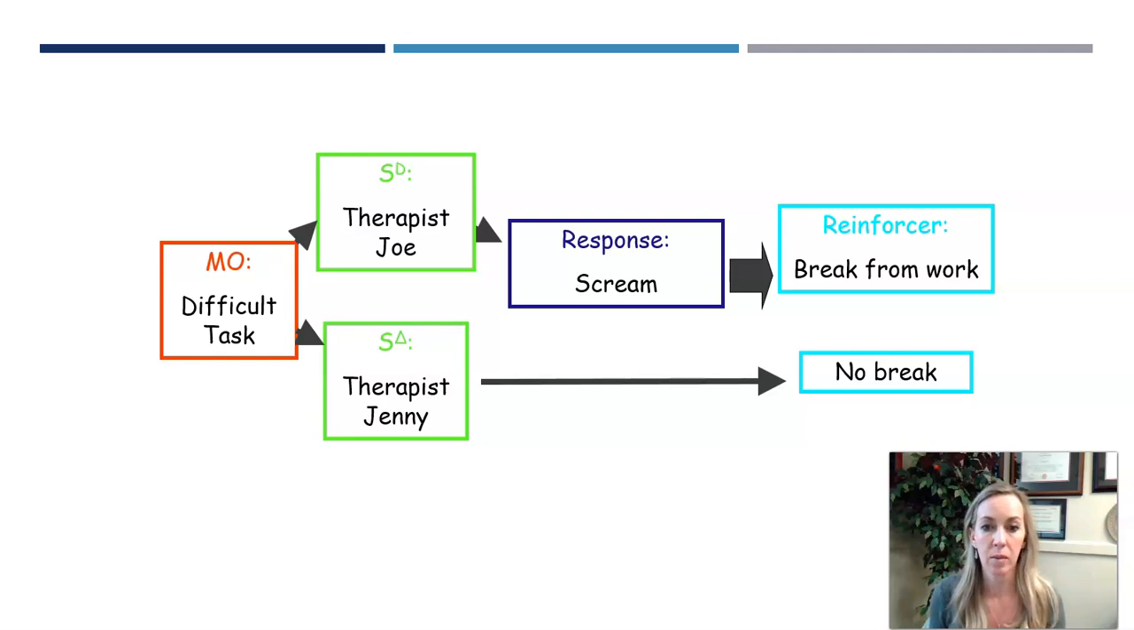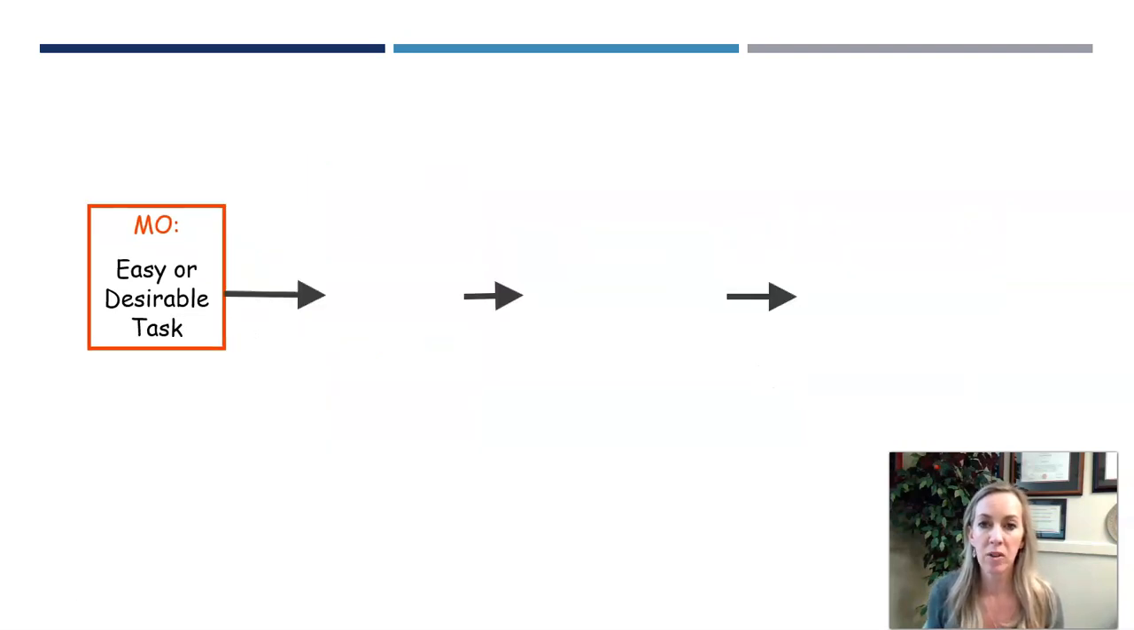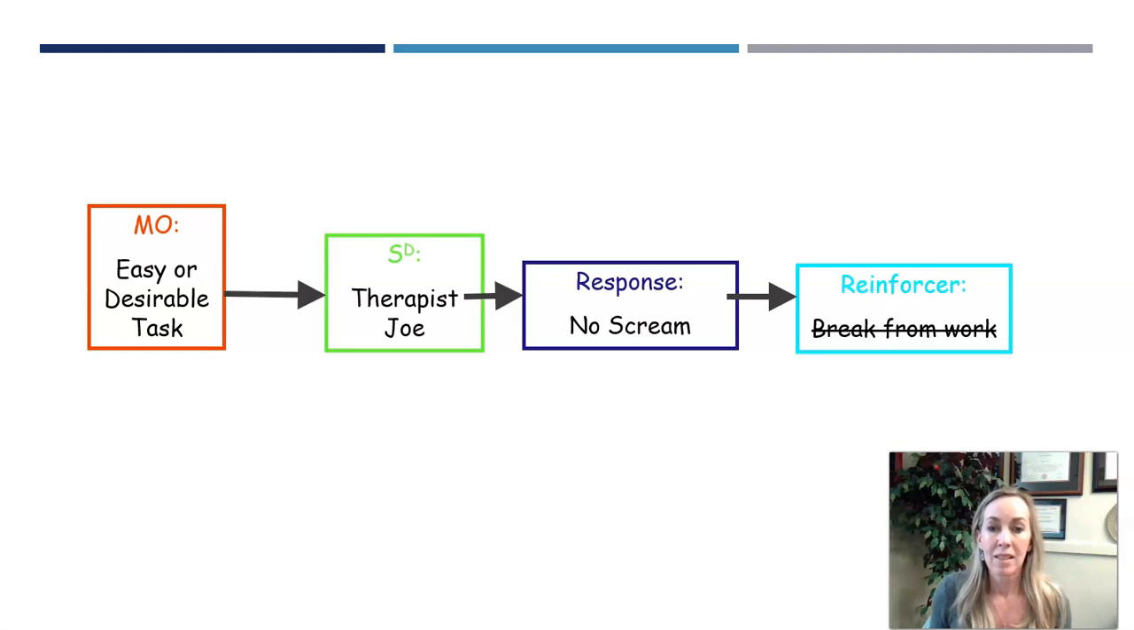That's it. Now, for a motivating operation, you have an easy versus a desirable. It's an easy, desirable task. So think about how this might differentially motivate a student. Does the student value getting a break from work if it's a desirable task? Well, let's see. Therapist Joe comes in the room, and guess what? The student doesn't scream because there's just no value to this break from work.